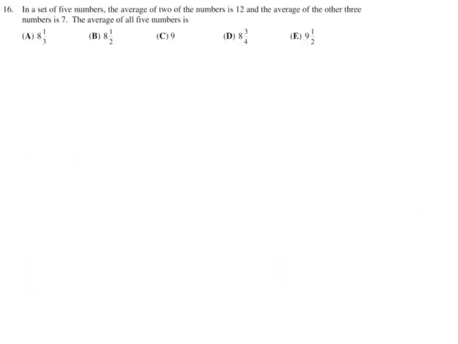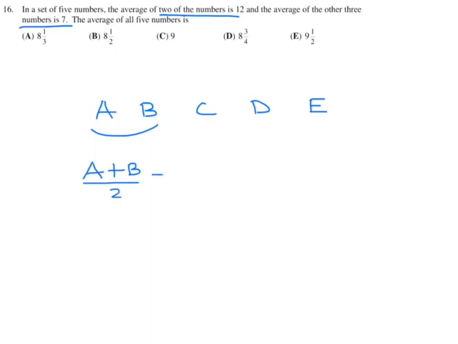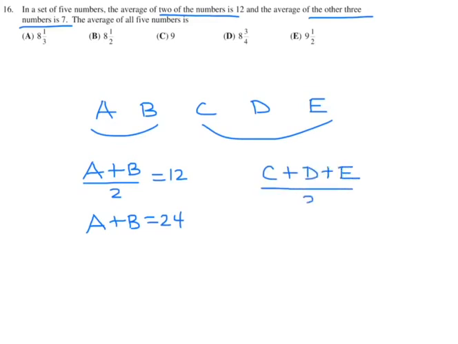In a set of 5 numbers, the average of 2 numbers is 12, and the average of the other 3 numbers is 7. The average of all 5 is. All right, so let's let the numbers be A, B, C, D, and E. The average of 2 numbers is 12, so that means A plus B over 2 is 12. And therefore A plus B is equal to 24. And then the average of the other 3 numbers, these ones, is 7. So that means C plus D plus E divided by 3 is 7. And therefore C plus D plus E is equal to 21.